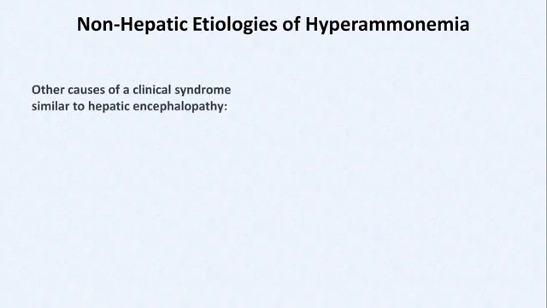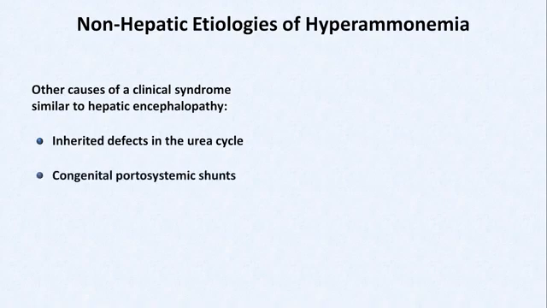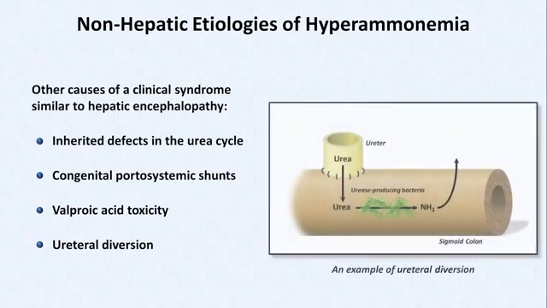This is a good spot to point out that a person does not need liver disease at all to suffer from encephalopathy related to high ammonia levels. Other causes of a clinically similar syndrome include inherited defects in the urea cycle, congenital portosystemic shunts, a side effect of the medication valproic acid, and some ureteral diversion procedures in which the urinary system is surgically connected to the GI tract. In this last case, urease-producing gut bacteria break urea in the urine back down to ammonia, which gets reabsorbed through the colonic mucosa.